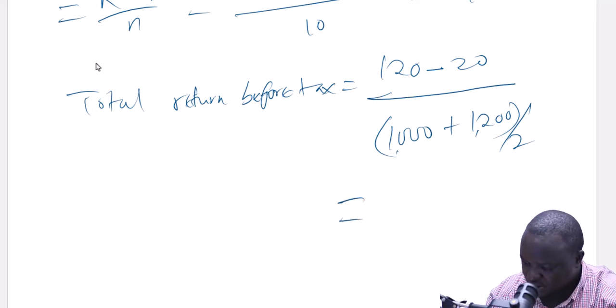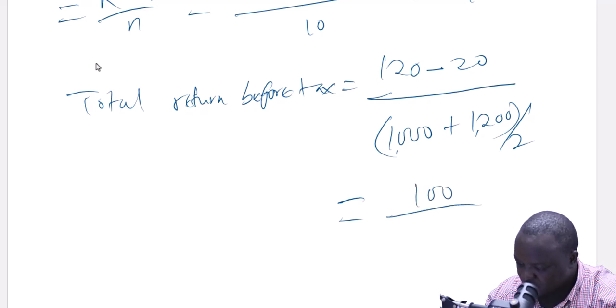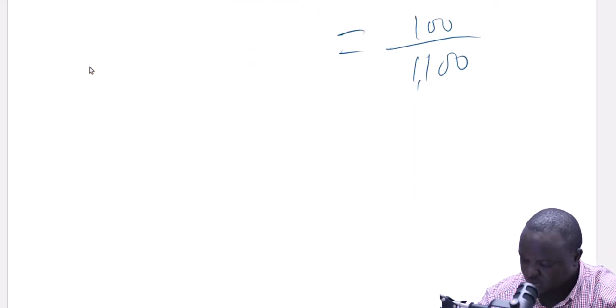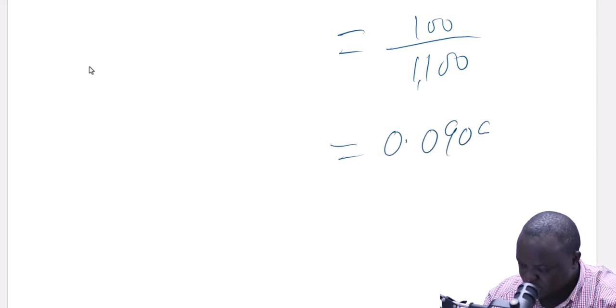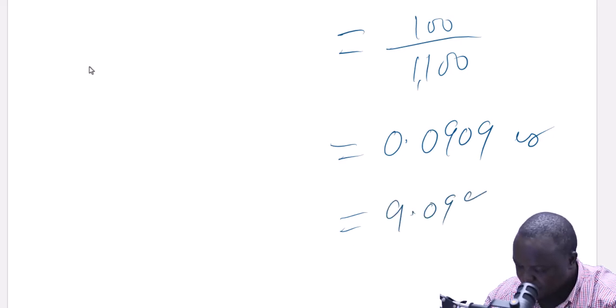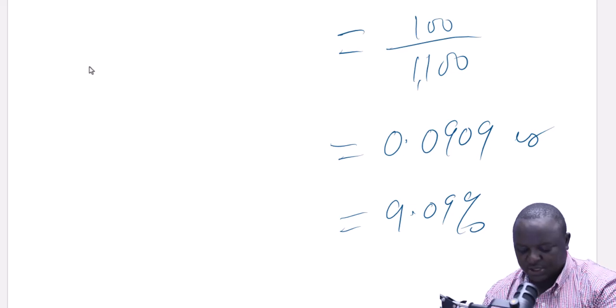If you do that, you get 120 minus 20, that is 100, divided by 1000 plus 1200, that is 2200, divided by 2, you will get 1100. So if you divide, you will get 0.0909, or in terms of percentage, 9.09%.